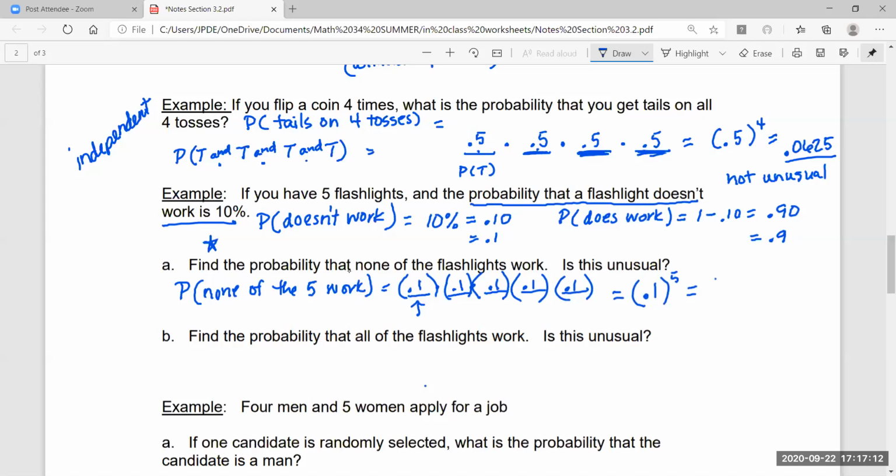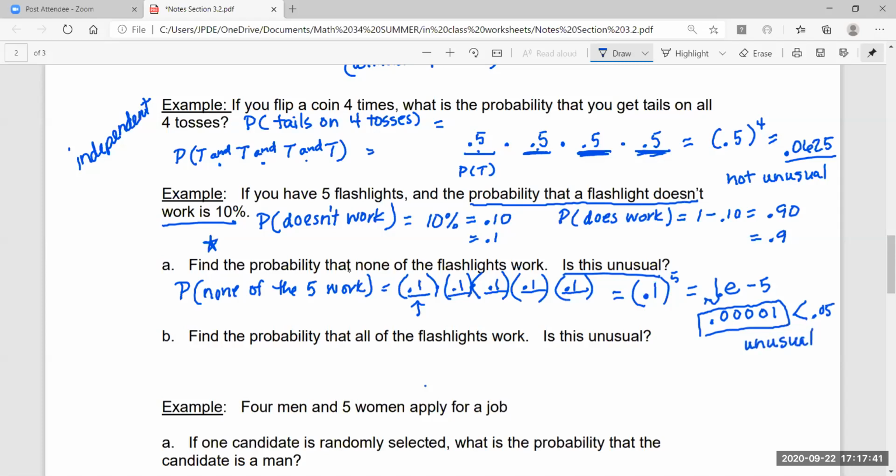So this says 1e to the -5. Sometimes this bothers people. There's the decimal. Move it 5 places to the left. So this will be 0.1, 2, 3, 4, 5. So unusual or not? Is this unusual? That is smaller than 0.05, so it's definitely unusual.